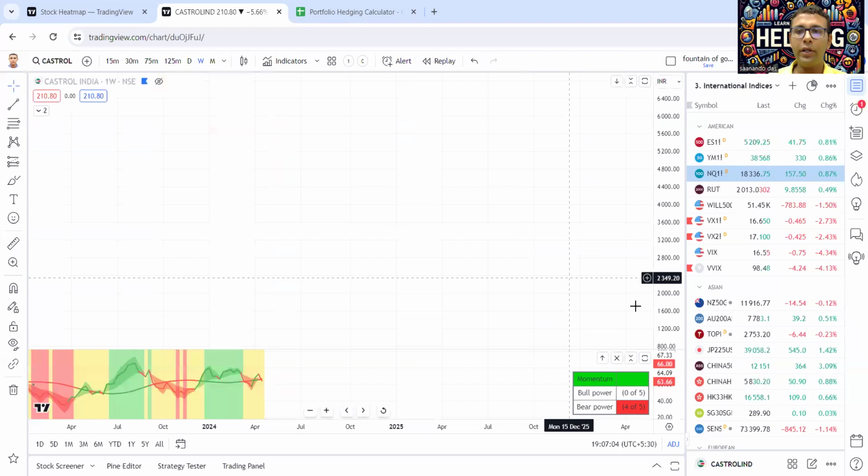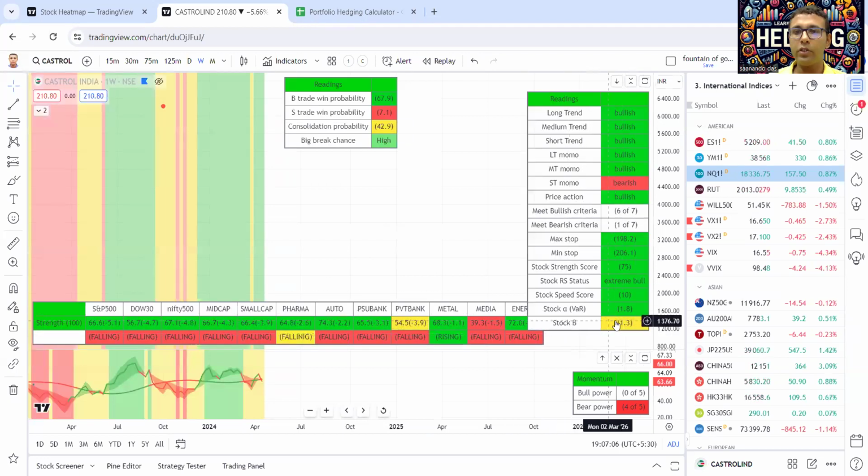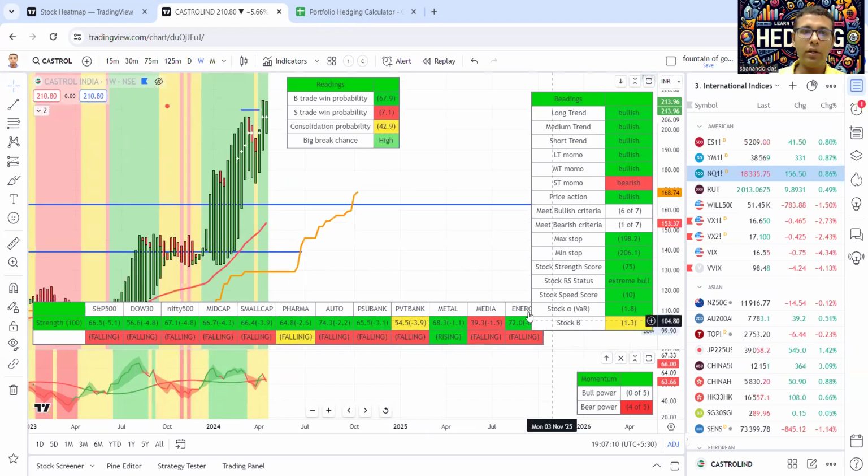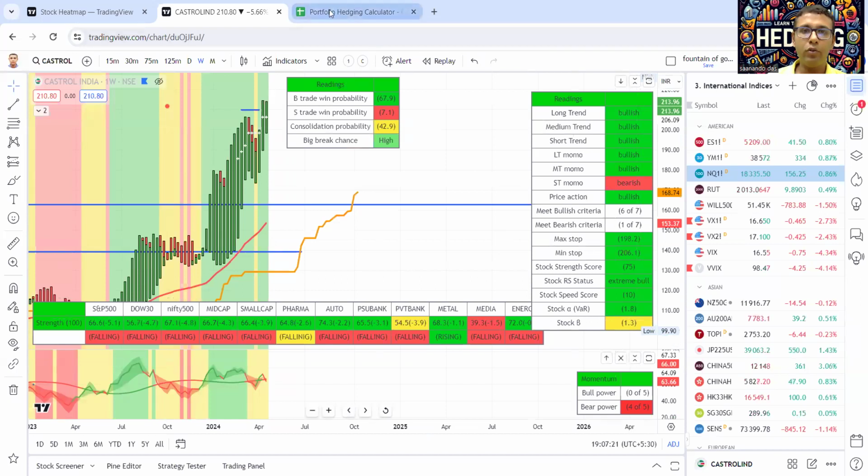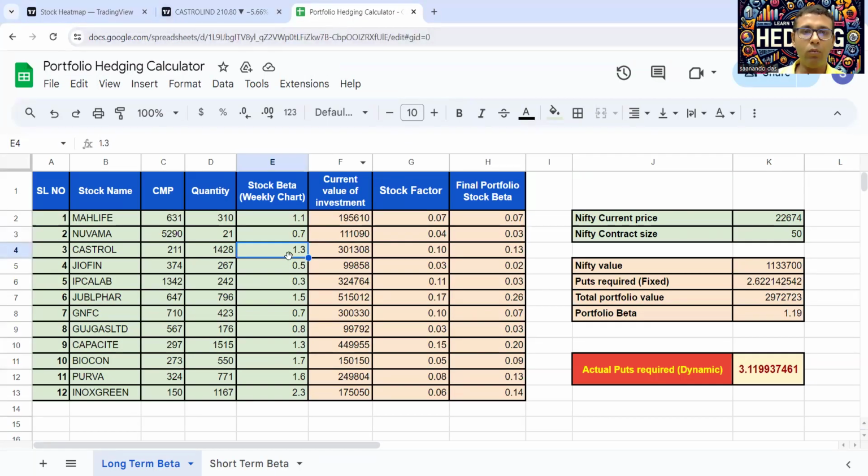India. Castrol India में हम लोग नोट कर रहे हैं, this is the stock beta and the price 210, 211 मान लेते हैं, 210.8 है. So 211 is the Castrol price and uska beta, this is 1.3. So the beta is fine, 1.3.